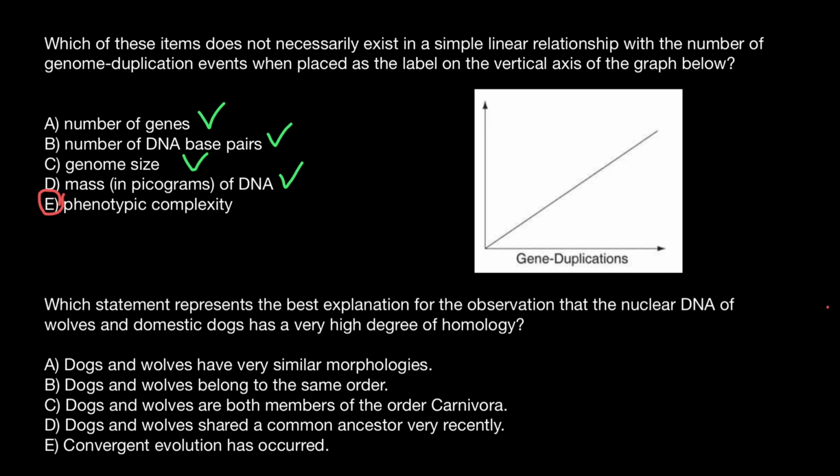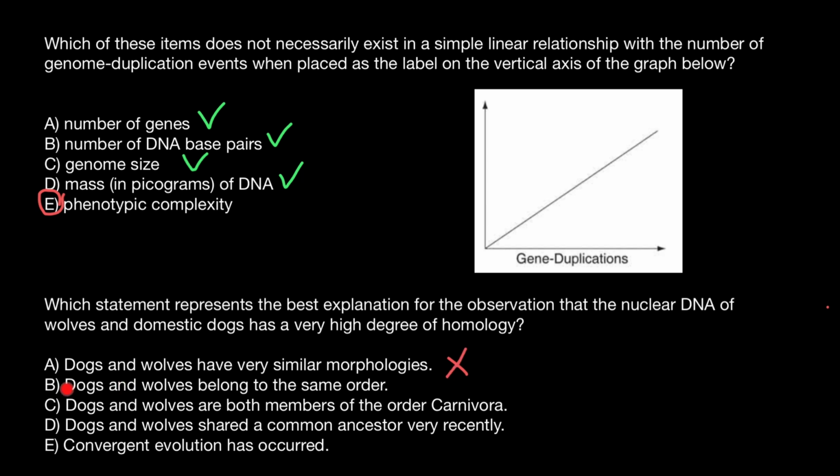And next question: which statement represents the best explanation of the observation that the nuclear DNA of wolves and domestic dogs has a very high degree of homology? Variant A, dogs and wolves have very similar morphologies. It's not the correct answer because sometimes animals may have similar morphology though they can be very distantly related. So this is a wrong statement.